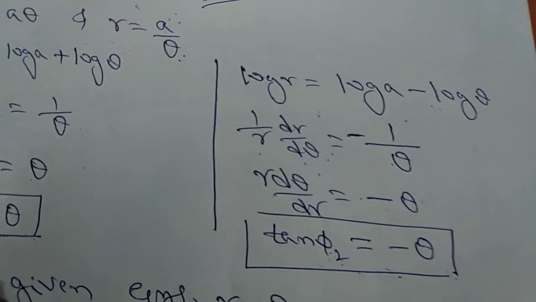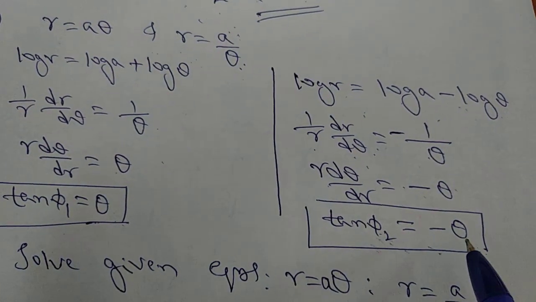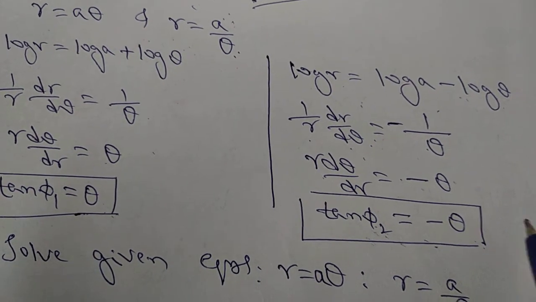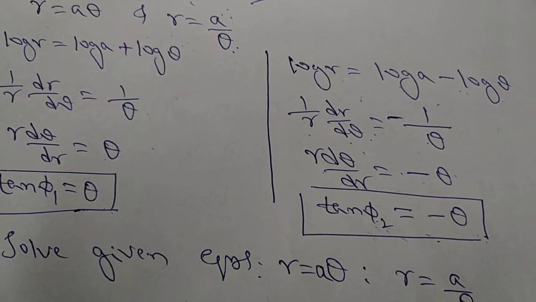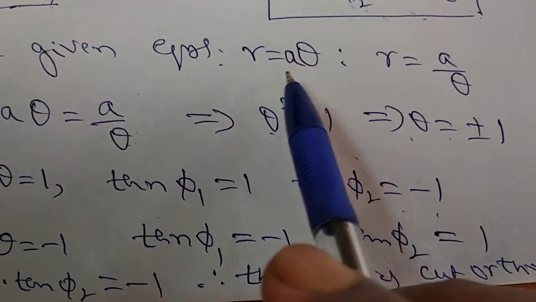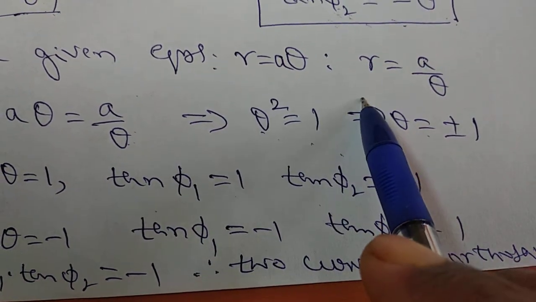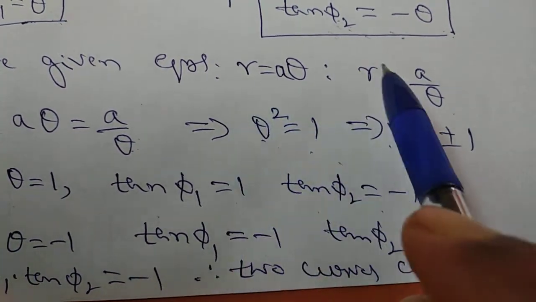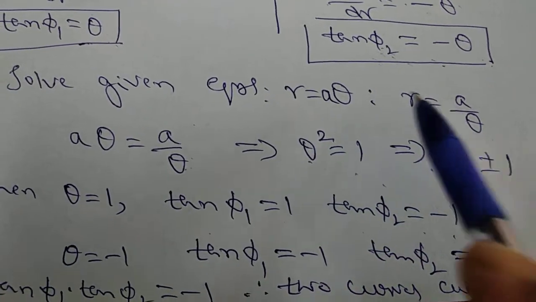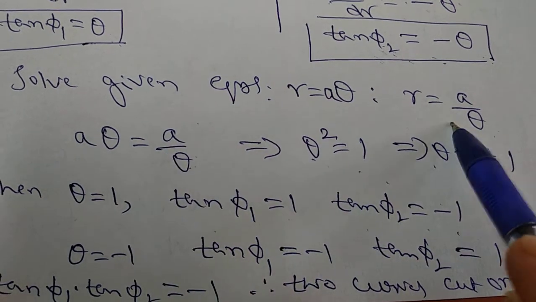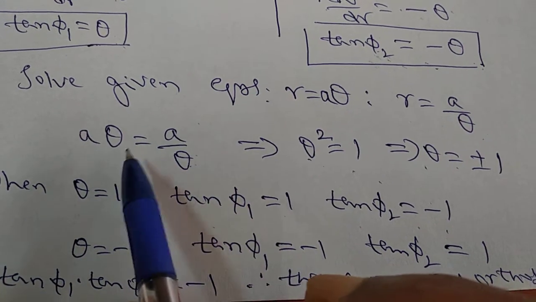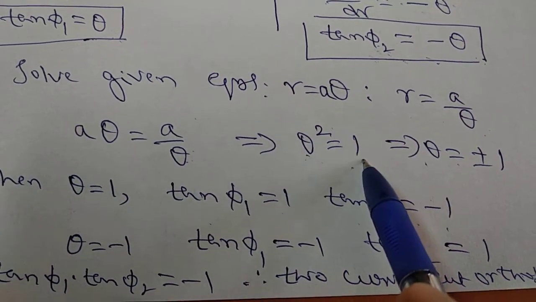Now we have tan phi 1 and tan phi 2, but we want the angle between two polar curves. So how to find it? Now solve the given two equations. What are the given two equations? r is equal to a theta and r is equal to a by theta. What is the LHS? r. When the LHS are the same, the RHS must be the same. The RHS is a theta in the first equation and a by theta in the second. So a cancels, and cross multiplying, theta square is equal to 1.